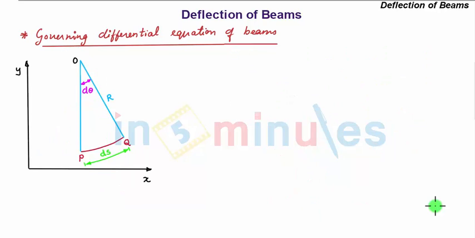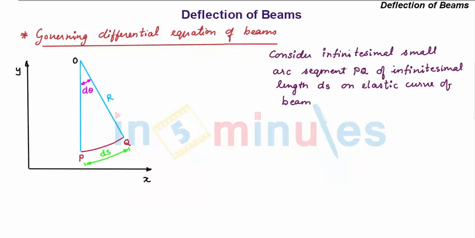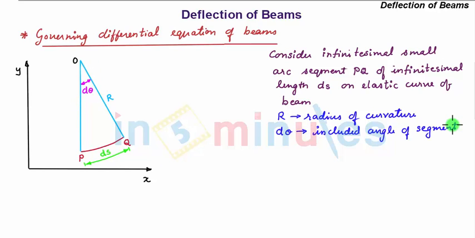View on xy coordinates. So in this figure we see that r is the radius of curvature and d theta is the included angle of the segment. So the length ds will be given as r into d theta. Let this be equation 1.